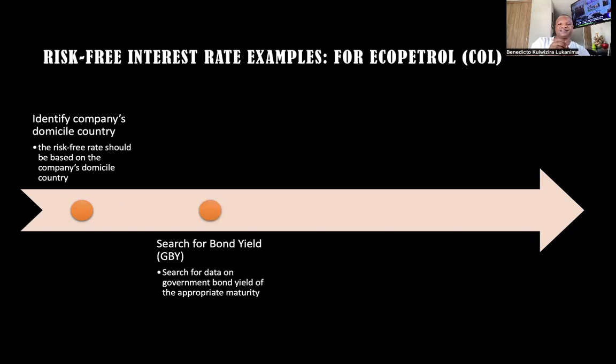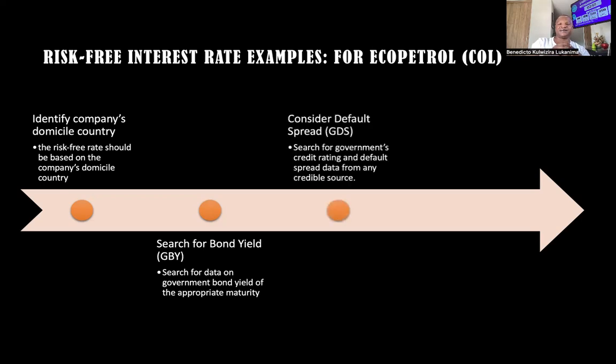Next is to find the bond yield for the Colombian government. If we were estimating the cost of equity for Toyota, our country should have been Japan, and the bond yield should be based on the Japanese government bond. And next, we'll find out the credit rating for the Colombian government in order to determine the default spread.